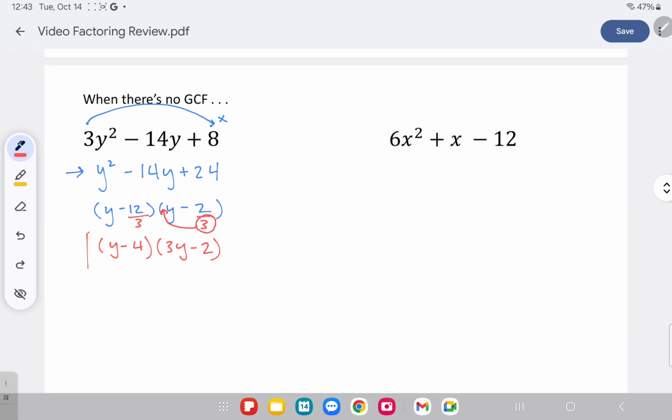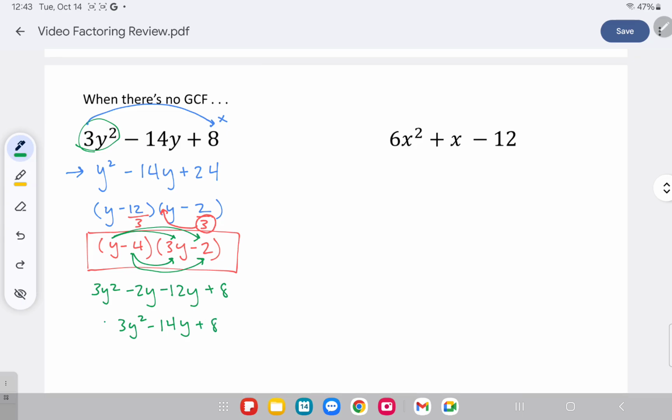So remember, if you were to multiply out the factors you end up with, you should get back to what you started with. If I take y times 3y, I get 3y squared, just like the first term up here. Y times negative 2 is negative 2y. Negative 4 times 3y is negative 12y. And negative 4 times negative 2 is positive 8. If you don't get what you started with, something went wrong, and you need to check it. In this case, we got what we started with.